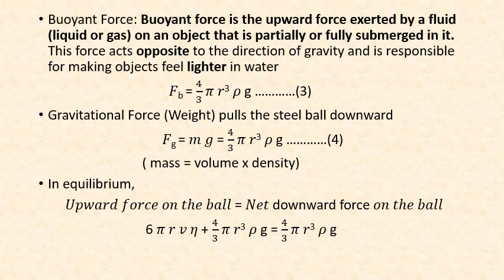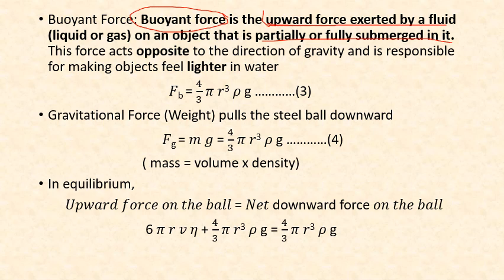The second type of force acting on the steel ball is the buoyant force. Buoyant force is the upward force exerted by a fluid on an object that is partially or fully submerged in it. For example, consider a boat. Why does a boat float on the liquid? Because the buoyant force is responsible for that. It pushes the boat upward, which is partially or fully submerged in it.